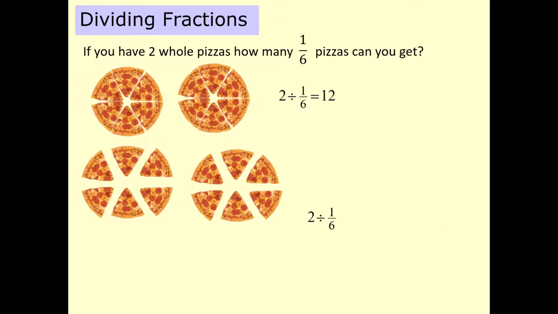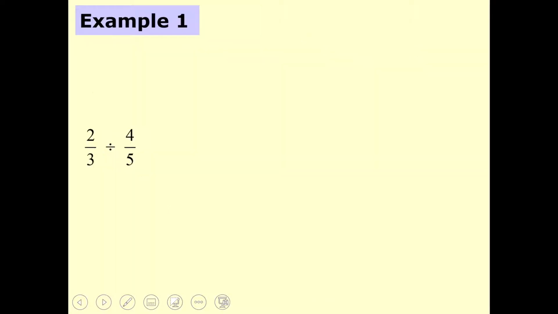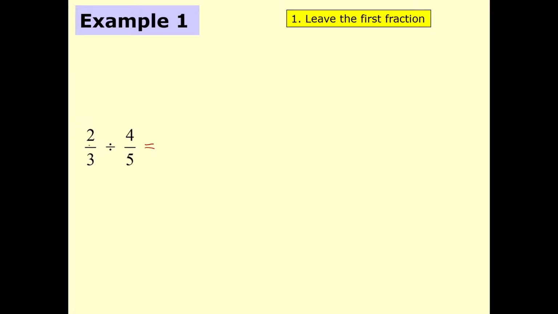Right, there was no need to copy those examples down just yet, but from now on, let's copy all of these examples down. Okay, so we're going to go through our steps just now. Our first step we're going to do is to leave the first fraction as it is. So we've got 2 over 3 divided by 4 over 5. So we're going to write out the first fraction and leave it as it is.